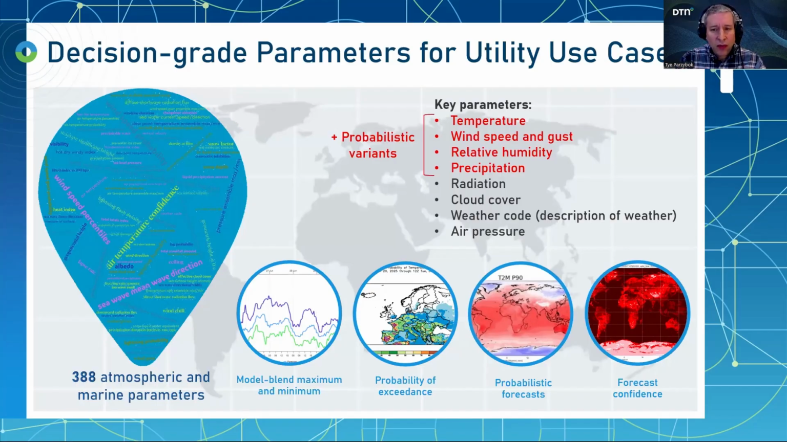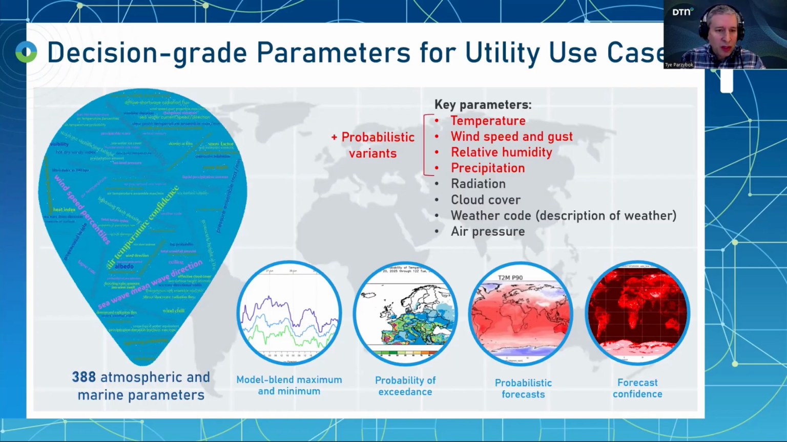The key ones for you all would be temperature at various levels, wind speed and wind gusts, also at various levels. We've got hub height winds for wind turbine applications up to 300 meters. We've got relative humidity, and also dew point, I believe, among the different parameters available, and precipitation. Those four we also have as probabilistic variants. I'll talk about those in a little bit.